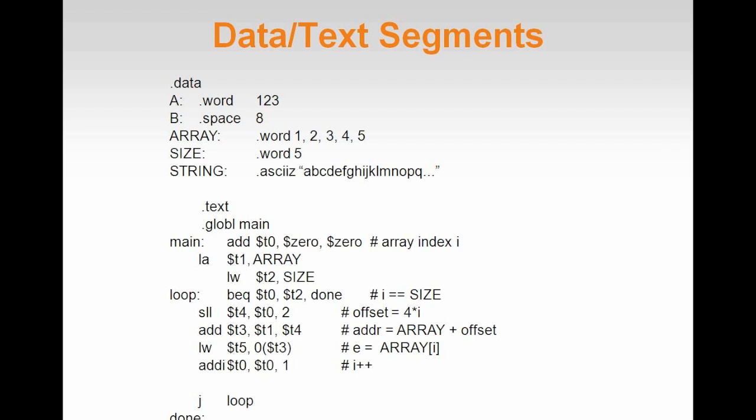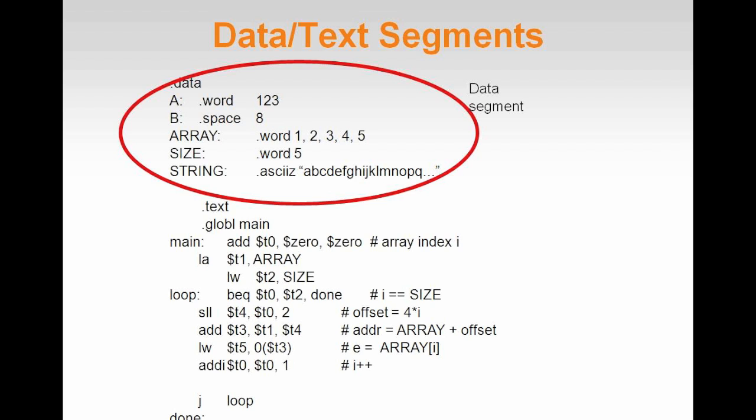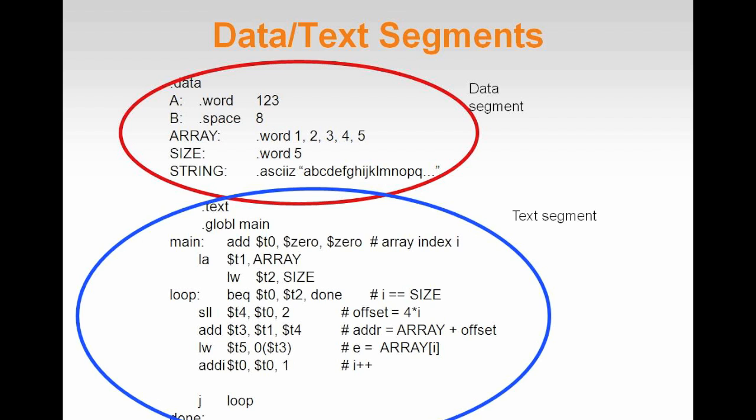We take an example MIPS program here. At the moment, we shouldn't be too concerned about what it does. It has two segments, namely the data segment, which contains the declarations and initializations of all the static data that will be used in the program. Secondly, it has the text segment, which contains all the instructions that manipulate or perform computations on the data.